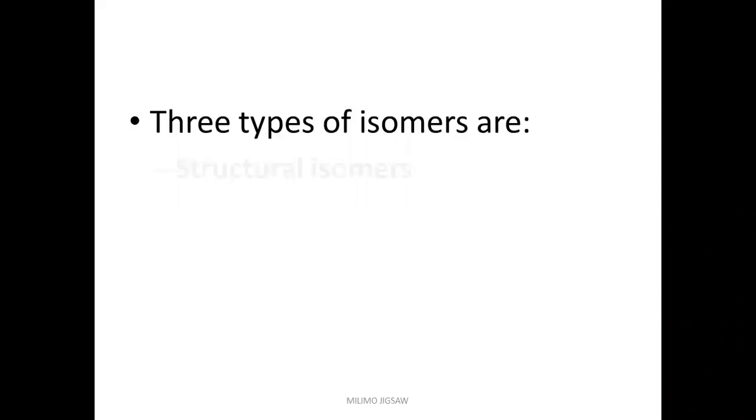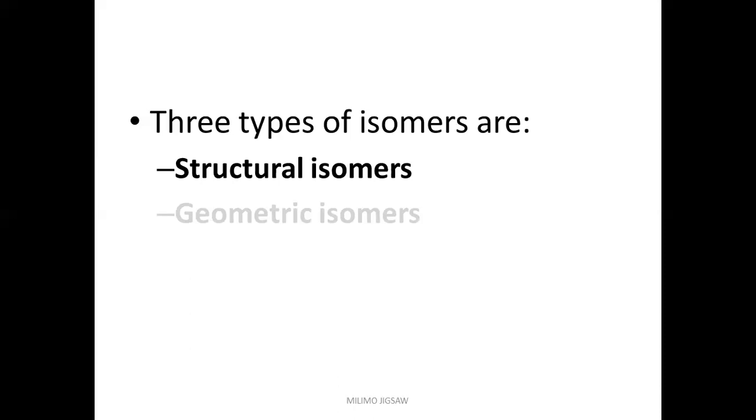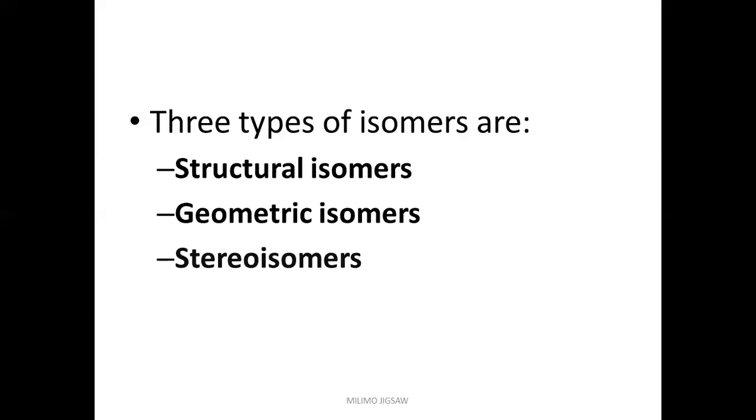There are basically three types of isomers, principally. We have what are called structural isomers, and then we have geometric isomers and stereoisomers. And of importance under stereoisomers are isomers that are called enantiomers. So three types of isomers: the structural isomers, geometric isomers, and stereoisomers. And under stereoisomers of importance are enantiomers.